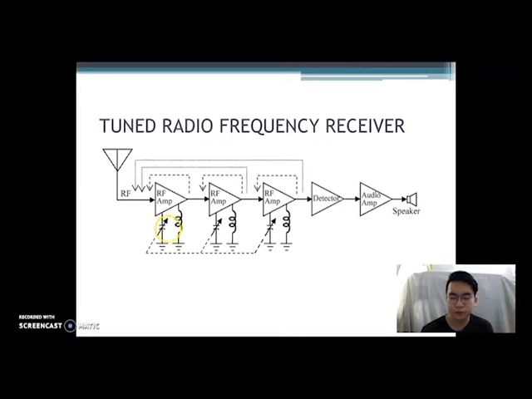Shown in the PowerPoint is the block diagram for the tuned radio frequency receiver. First, the signal enters the antenna, which then passes through the antenna coupling network, and then it passes through 3 different RF amplifiers which amplify the RF signal, and then it passes through a detector stage, which is the audio detector, after which it will go to the audio stage, which is the audio amplifier, and afterwards the output will be at the speakers.